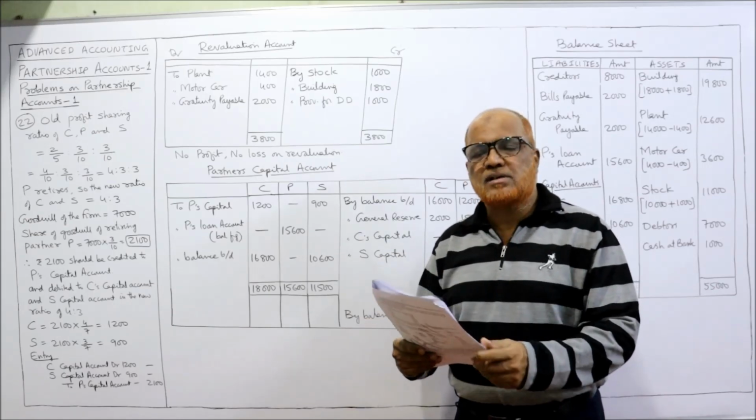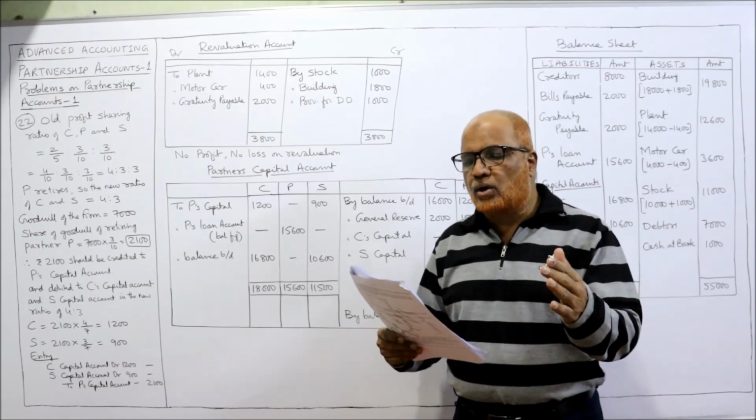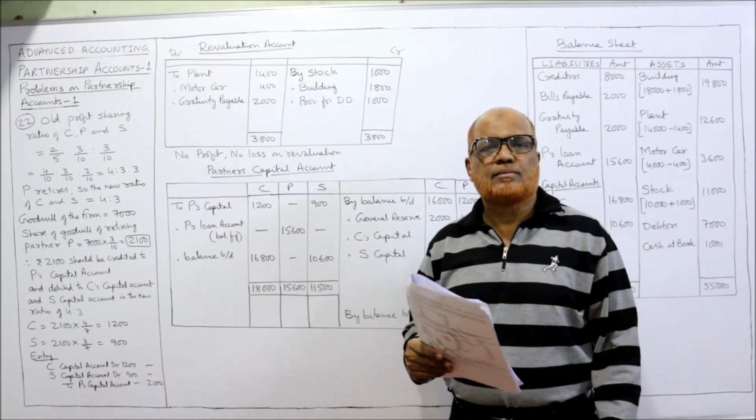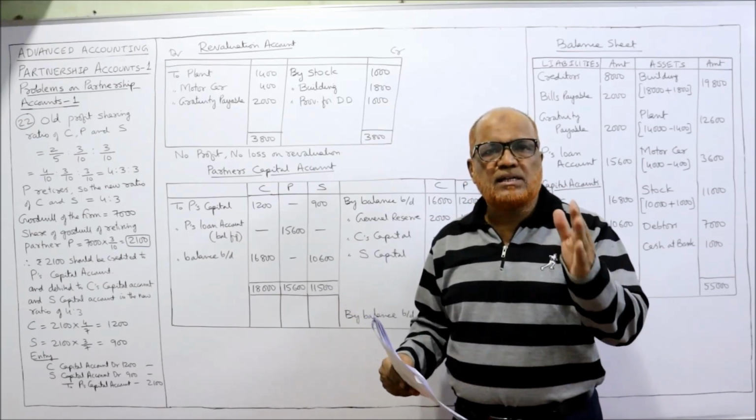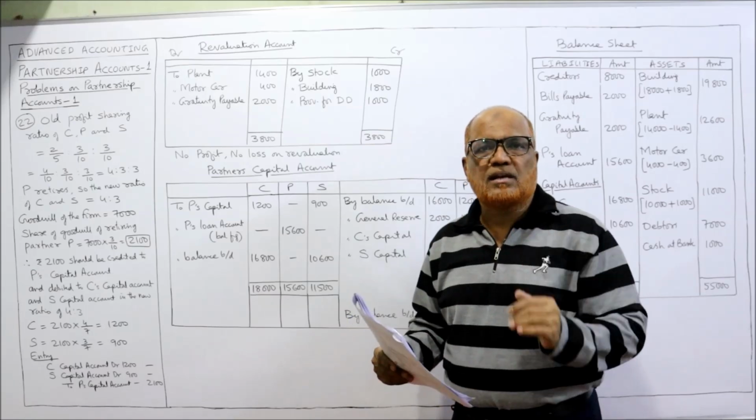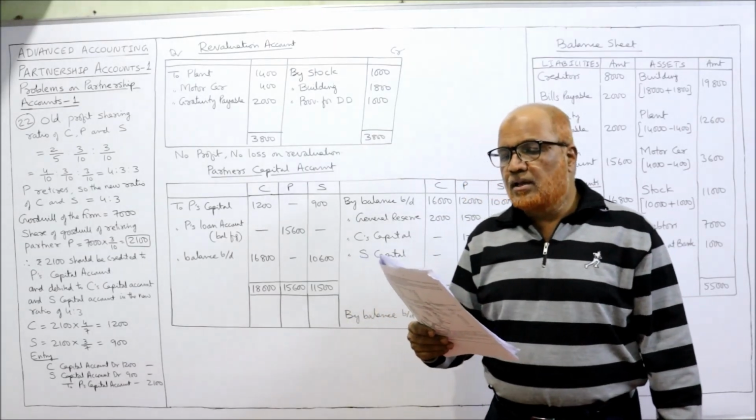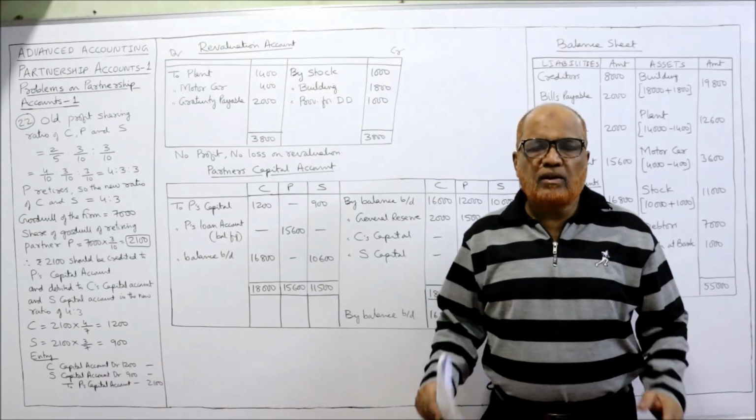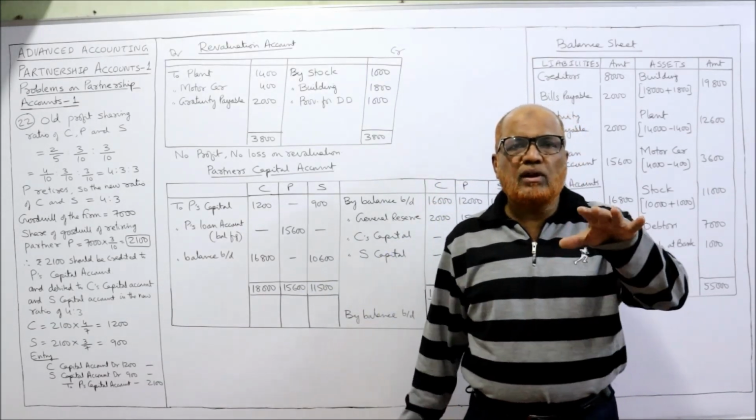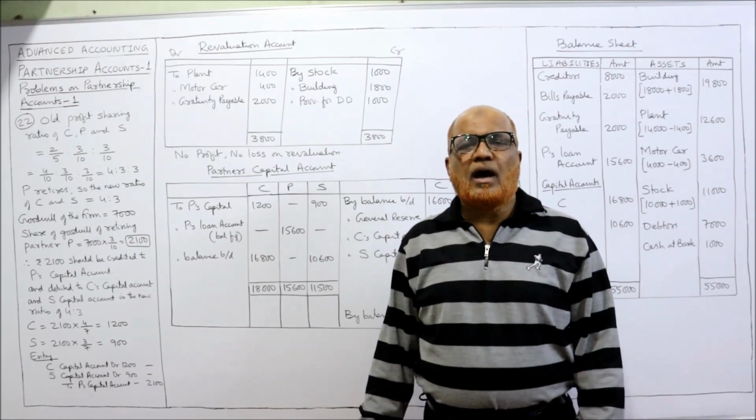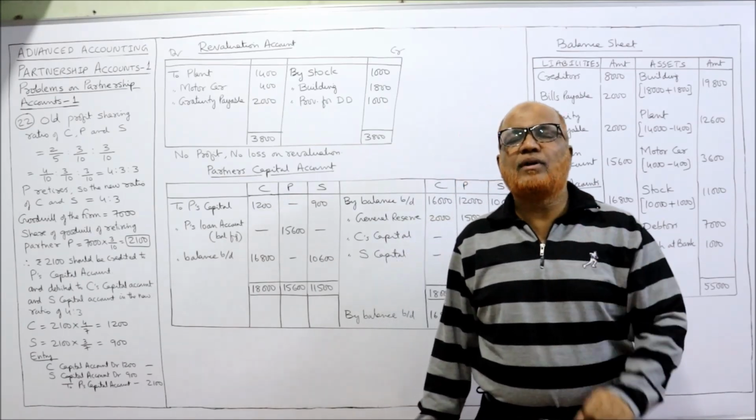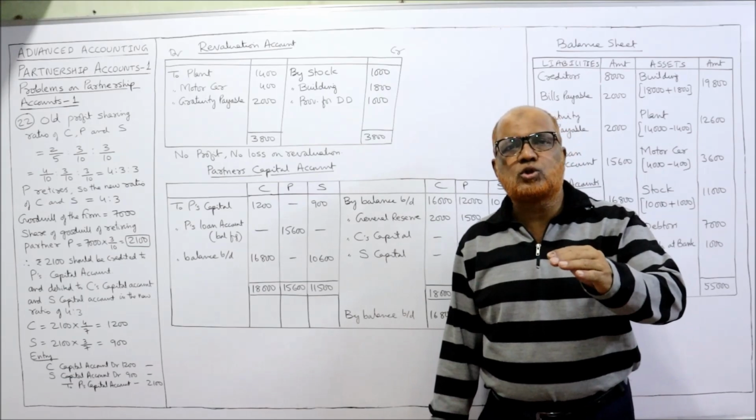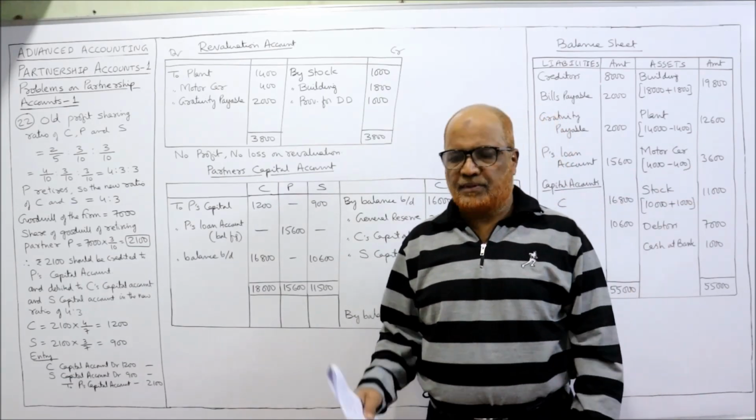Next page, adjustments are given. P retires on that date on the following terms. So out of the three partners C, P, S, P is retiring. So what are the adjustments? The goodwill of the firm is to be valued at 7,000. Whenever a partner retires, goodwill of the firm will be calculated, and from that firm's goodwill, we have to calculate how much is the goodwill to be given to the retiring partner.